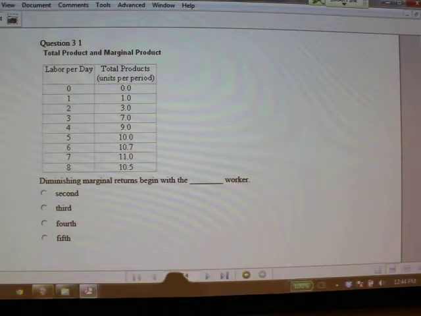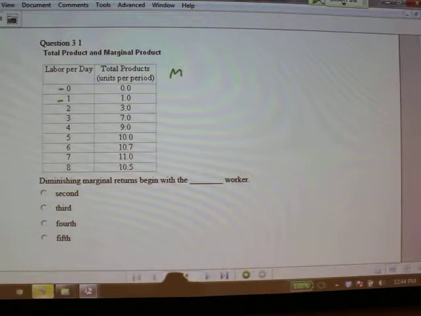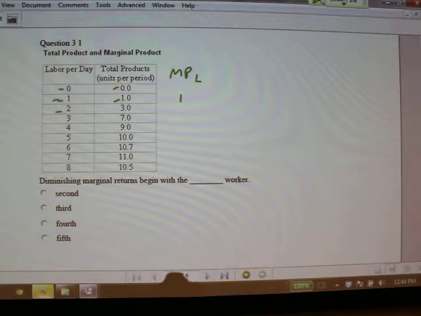Okay, so for this one, you have to calculate marginal product. Diminishing marginal returns begins with a blank worker. So when we go from 0 to 1 worker, marginal product of the first worker is 1, because we go from 0 to 1. Then when we go from the first worker to the second worker, we get 2, then 4, then 2, then 1, then 0.7, then 0.3, and negative 0.5.